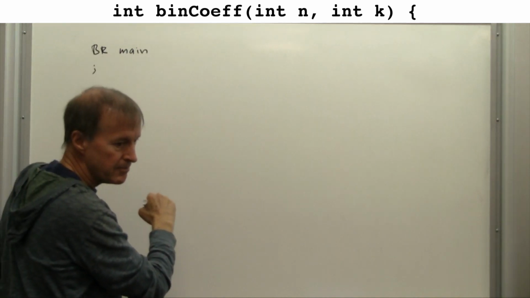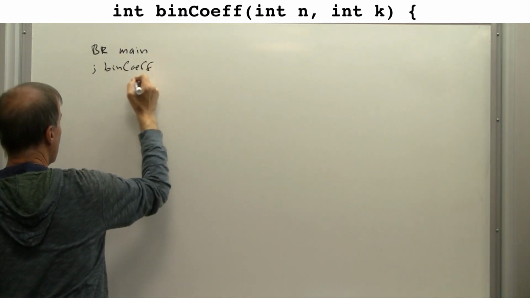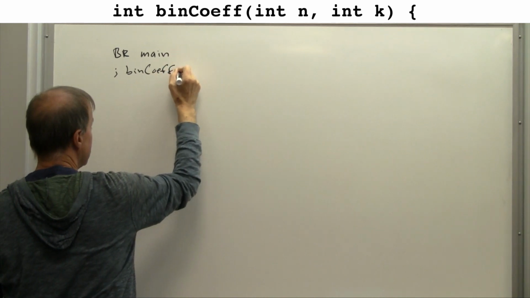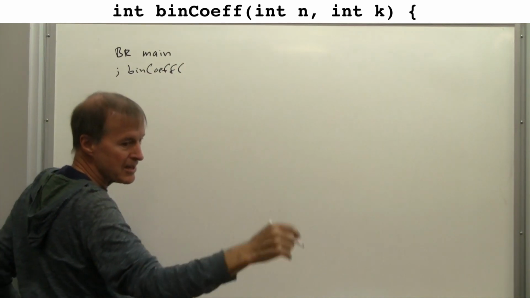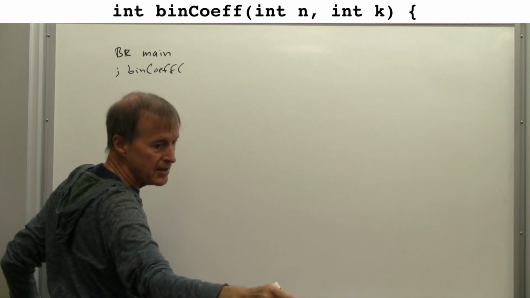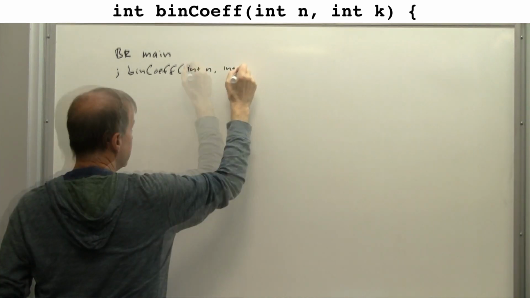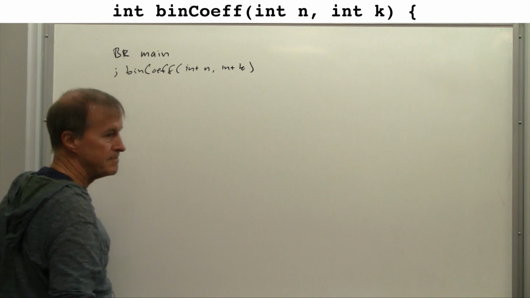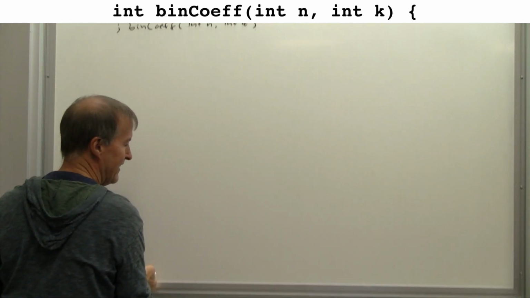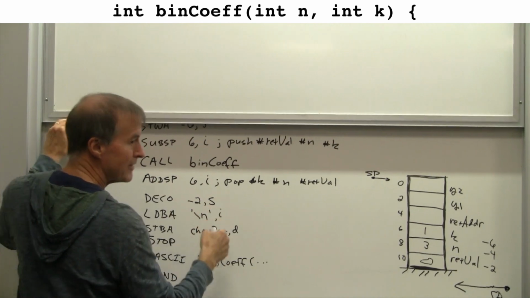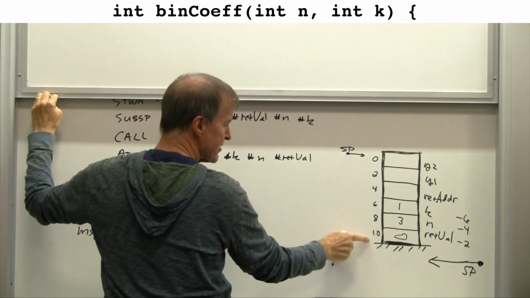So here is our bin coefficient. Well, it's a comment. I'm just writing this as a comment, saying this is bin coefficient int n, int k, just for documentation. All right? And so now we're going to have to go up and down here. Okay, so now I think the convention is to do this one.